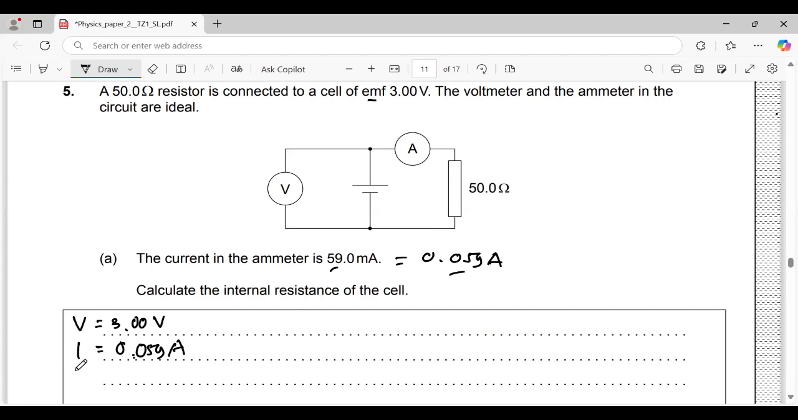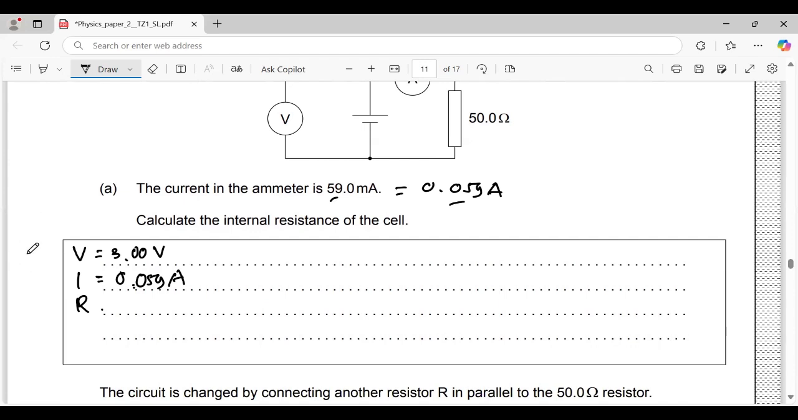Next is the total resistance, R. After that, we can calculate this resistance through this formula: R equals EMF over I, which is 3.00 over 0.059, and the result is 50.85 ohms.